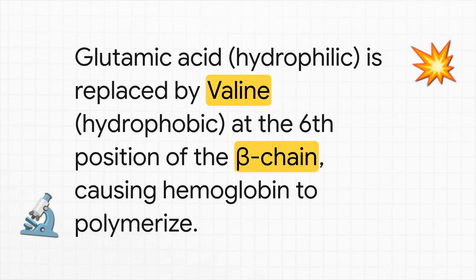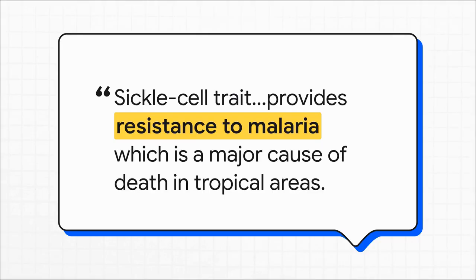A water-loving glutamic acid gets switched out for a water-fearing valine. This tiny little change causes the deoxygenated hemoglobin molecules to start sticking together, polymerizing into these long, stiff rods. And those rods are what distort the red blood cell, forcing it into that sickled shape that can clog up tiny blood vessels.